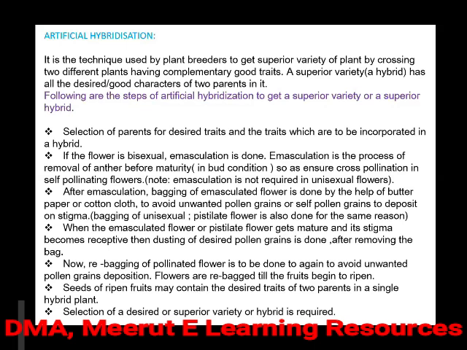Got it? Now, what are the steps to be taken for artificial hybridization? There are several steps to be taken. Let us study them one by one. The very first step is selection of parents. Parents are selected for desired traits so that these desired traits can be incorporated in a hybrid plant, you can say.